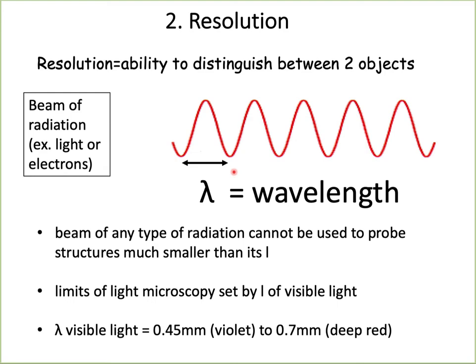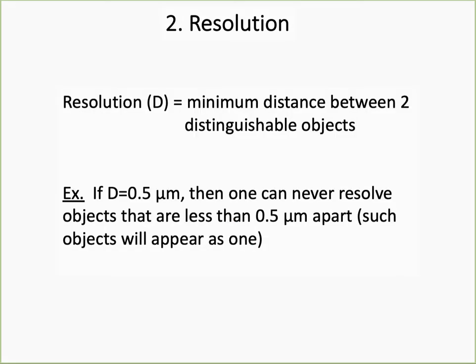So the light microscopy limits are set by the wavelengths of visible light, which is in the range of about 0.45 micron to about 7 micron deep red. So light microscopy cannot be used to probe structure with a distance of less than 0.45 micron between them. I will elaborate so that you can fully understand the concept.